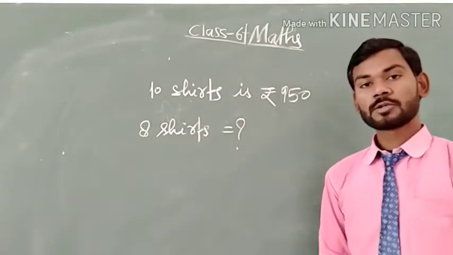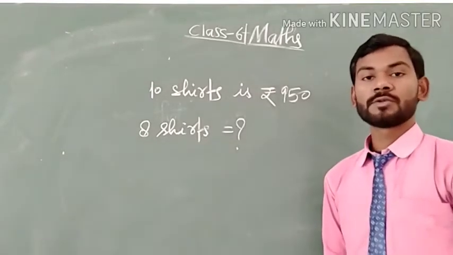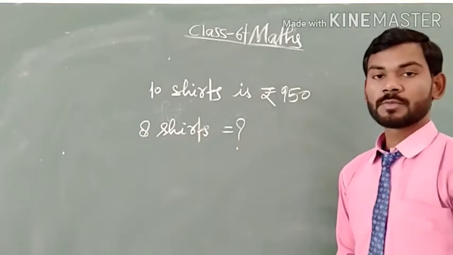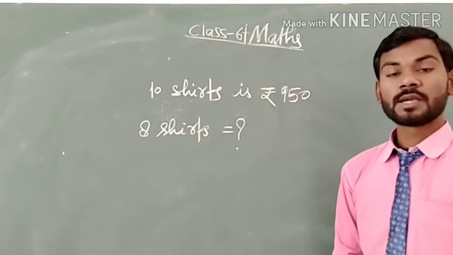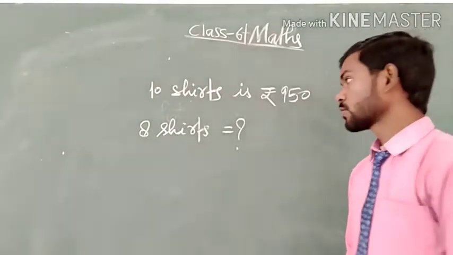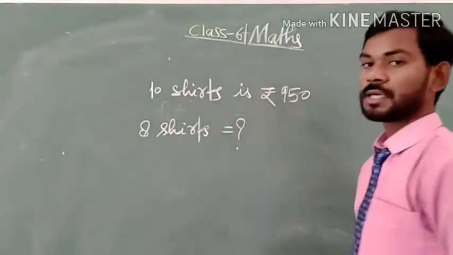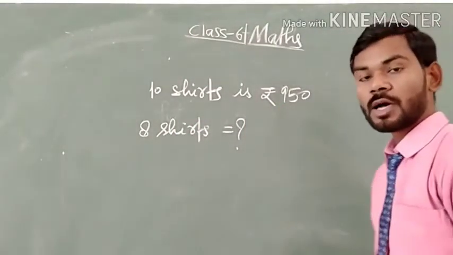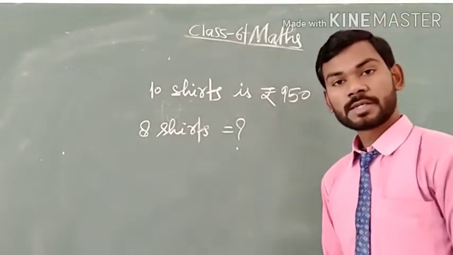In order to find out the value of 8 shirts, first of all we have to find out the value of 1 shirt. After getting the value of 1 shirt, if we multiply that by 8, we can get the value of 8 shirts. Here it has been given that the value of 10 shirts is equal to 950 rupees. So we can find out the value of 1 shirt by just dividing 950 by 10.